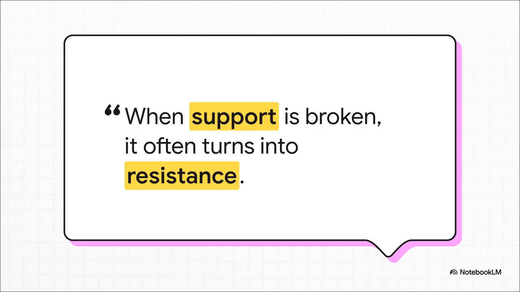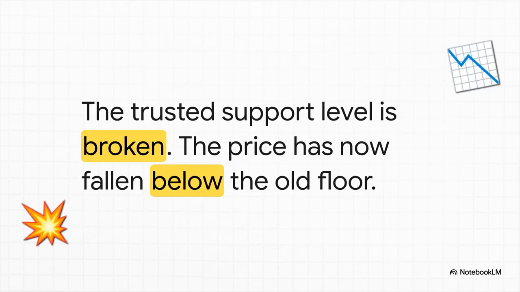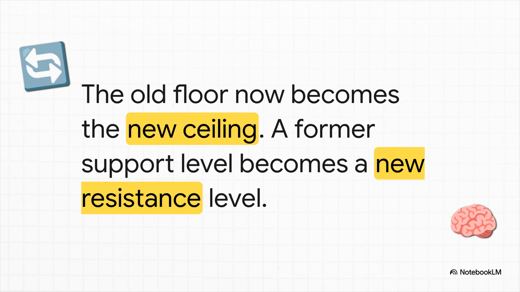But what happens when the rules of the game suddenly change? What if our bouncing ball picks up so much speed on the way down that it smashes right through the floor? This is where things get really interesting. So that support level, that floor we trusted back at 100 rupees, it's broken. The price is now trading below it. But here's the thing, that line on the chart doesn't just vanish. It's about to get a whole new job. And here it is. That old floor becomes the new ceiling. Now, if the price tries to climb back up, it's going to hit that same 100 rupee level from below, and it will likely get pushed back down again.